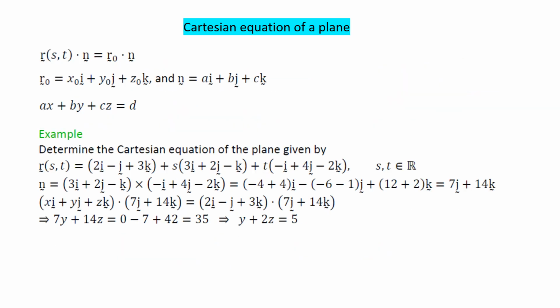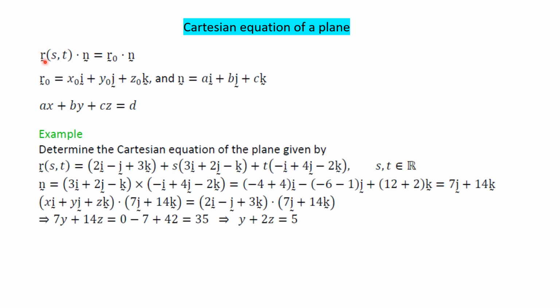All right, so just like a line, for a plane, you can also find the Cartesian equation. So this is the important equation. What it's saying is that if you pick any position vector on the plane and then you dot with the normal vector, it always gives you a constant. It doesn't matter what point you pick, okay? And I think that's a very useful result.